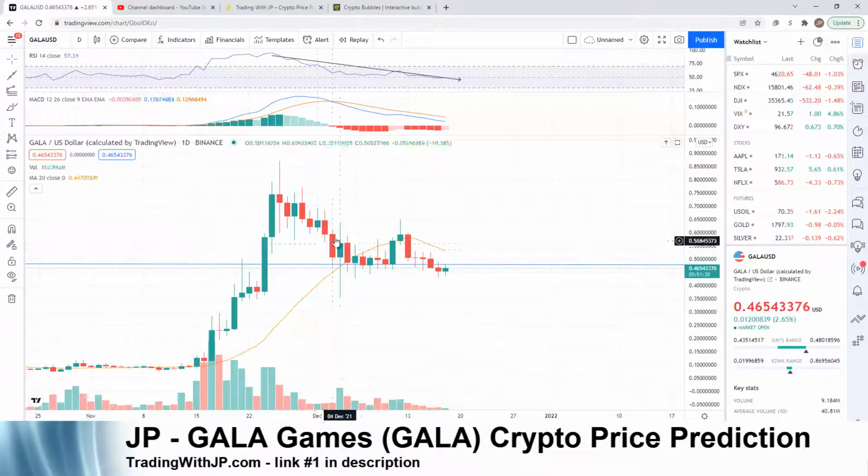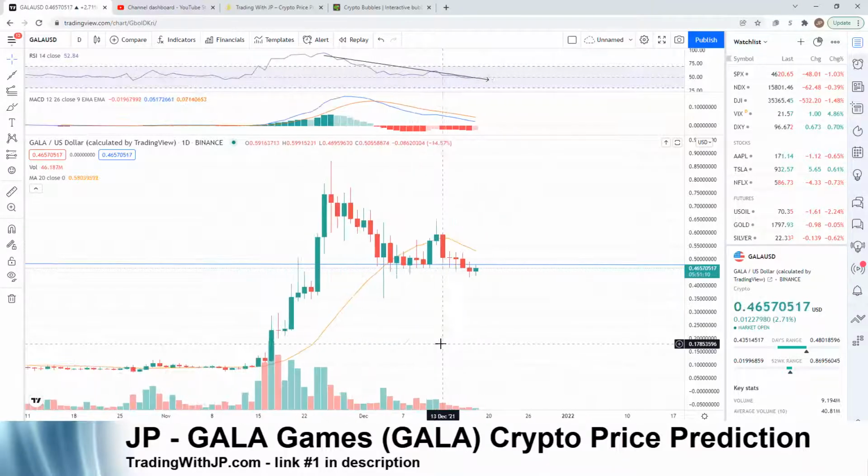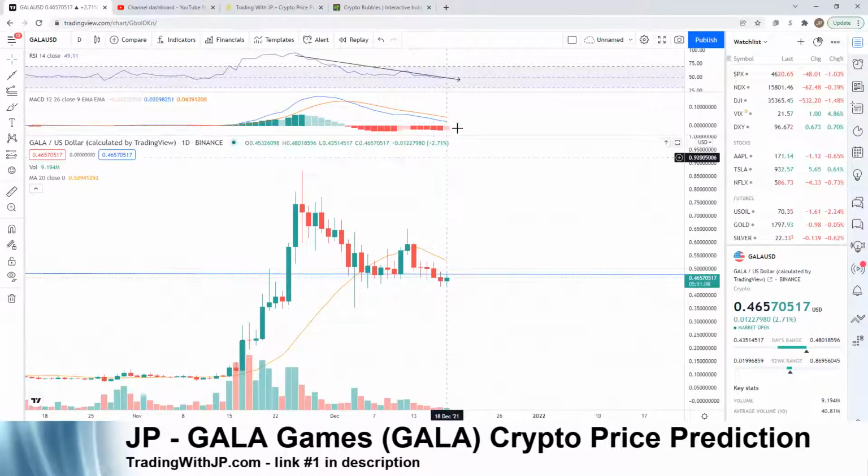So it came down and then they pushed it back up, but then they sold and pushed it back down. They came back up, they pushed it back down, came back up, and pushed it back down again. So there's been this constant wave right here of about this 46 cent mark. If that were to continue over the next couple days, we could potentially see that round out.